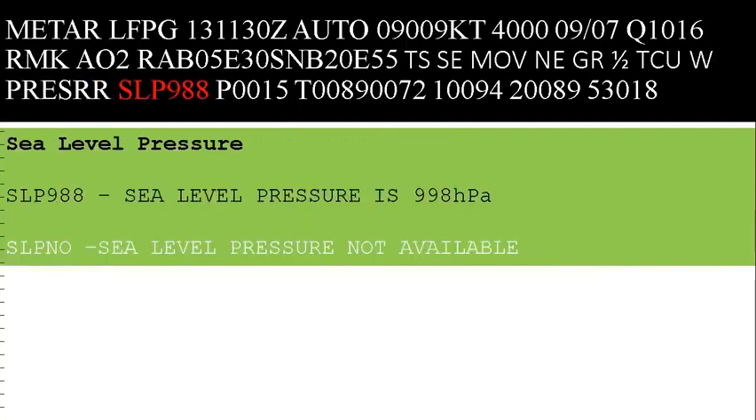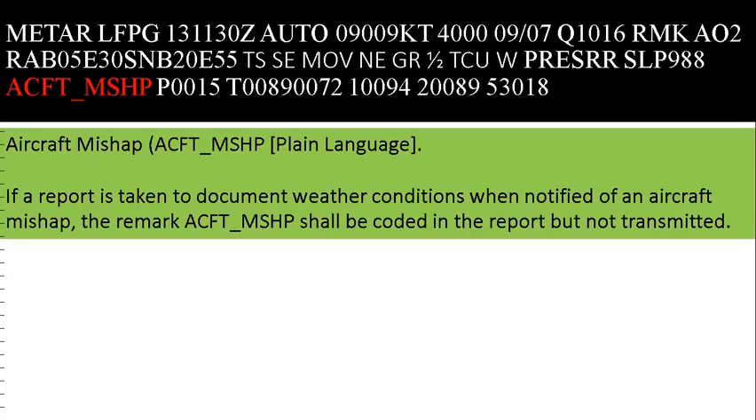Then sea level pressure. If SLP is given, it stands for sea level pressure. 988 means 988 hectopascals. Sorry, I have mentioned here 998 hectopascals. Then if SLP NO is given, then sea level pressure is not available. Simply NO means not available.